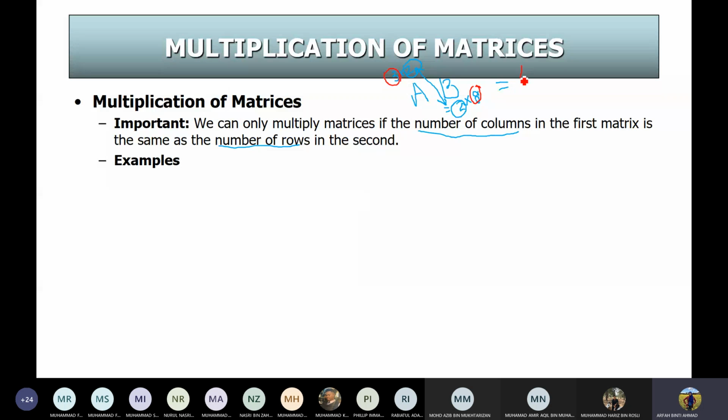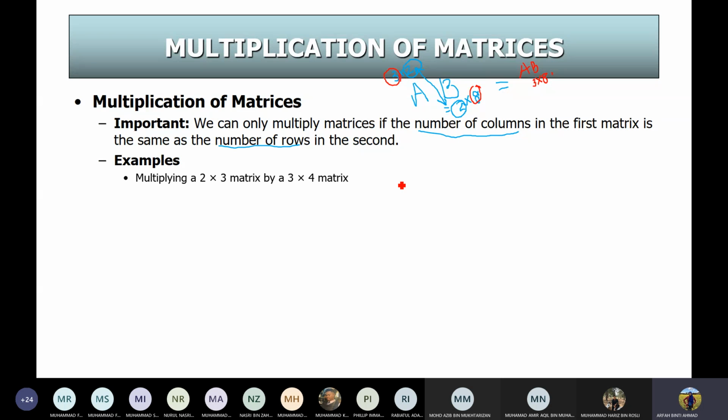So awak akan dapat satu matrix A darab B yang mana order of the matrix dia akan jadi 3 row darab dengan 8 kolom. Okay. So this is how the matrices was done. Okay. How to do the multiplication for matrix.